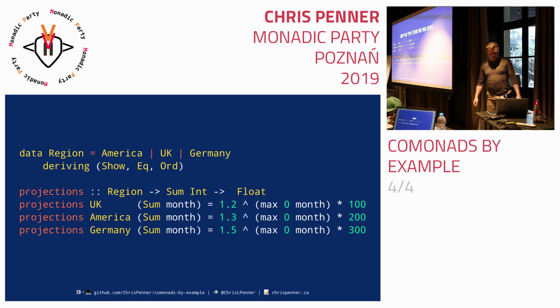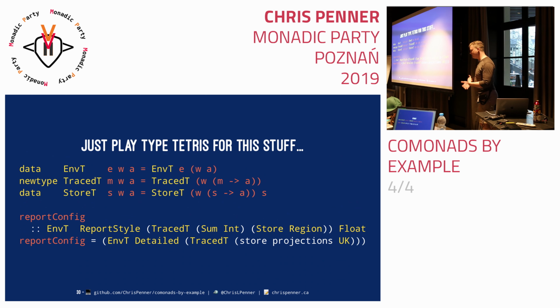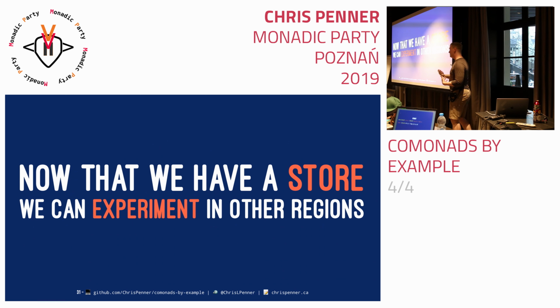Okay. So building your NFT, I'm not going to get into. You can basically just follow the types, and if you get it to work, then you probably did it right. But this is what it looks like. We're going to nest it all in there, and you'll notice we're starting with a detailed report, and we're starting with UK for our store comonad, which also needs a focus. So we can now experiment with the idea of what our reports look like in other regions. We've added the store comonad. That gains us the power of experimentation. Okay?